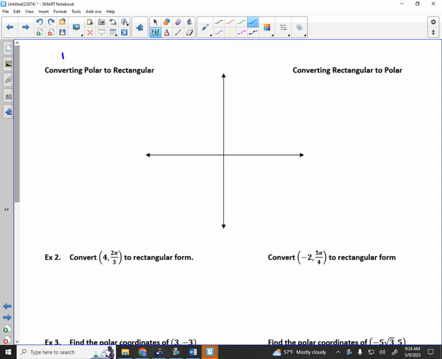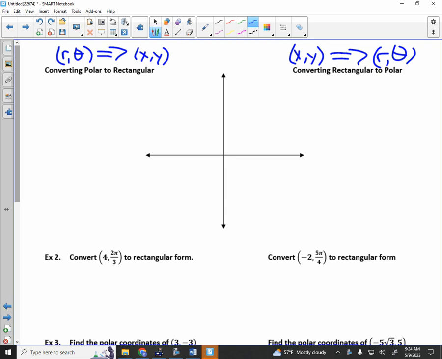This is probably pretty important. So if you want to go from r theta to xy, then you're going to use the formulas we list here. And if you're going to go from xy to r theta, then you're going to use these formulas here. Okay? So let's consider the difference between xy and r theta.